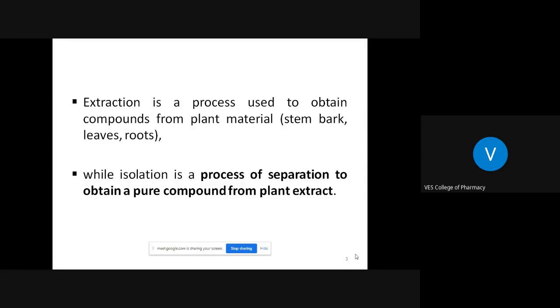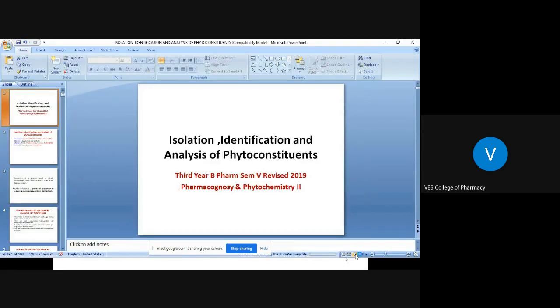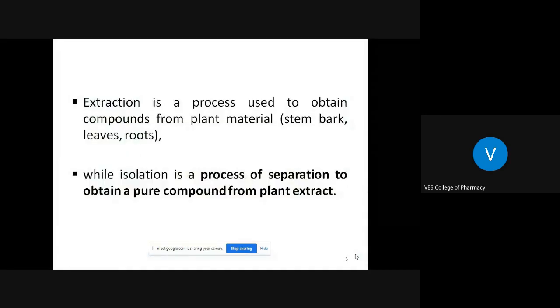of the plant material. Now, what do you mean by isolation? Isolation is a process of separation, of obtaining a pure compound from the plant extract. So possibly from the plant extract, there are a wide array of phytoconstituents or chemical constituents, and my objective is to separate the purified phytoconstituent or a pure compound present in the plant extract. So that is called isolation. Usually, isolation is carried out in the laboratory by the technique or the method which is called column chromatography.